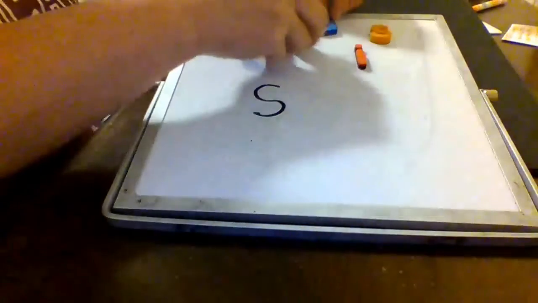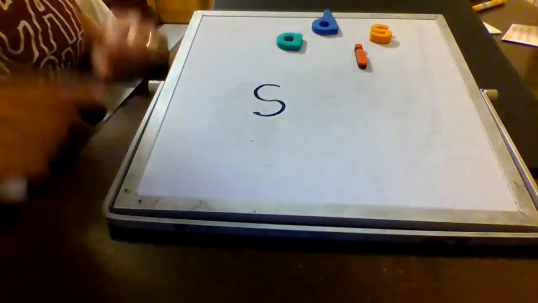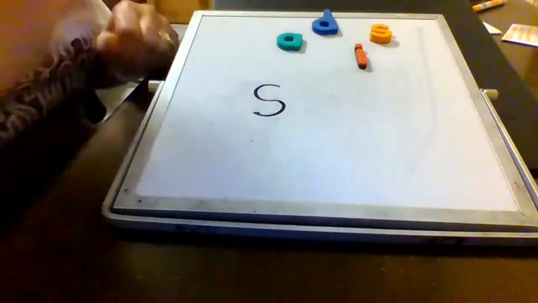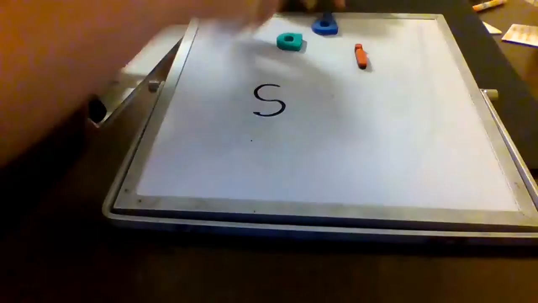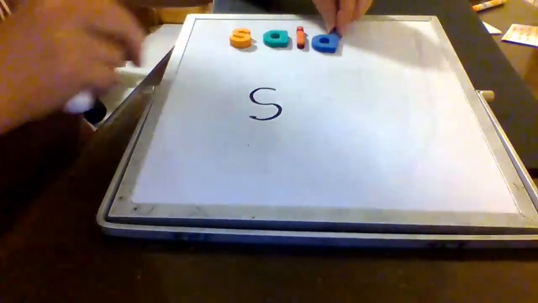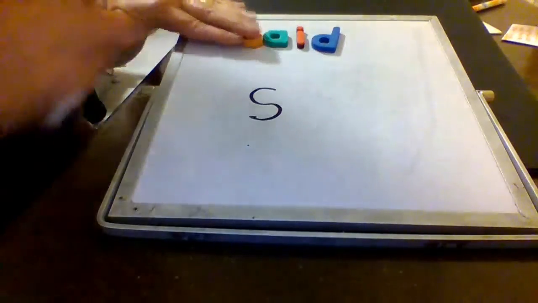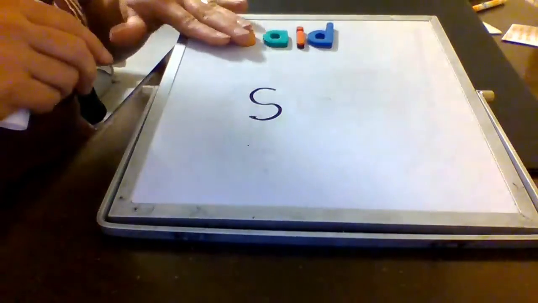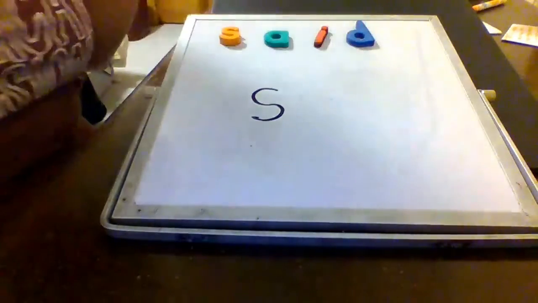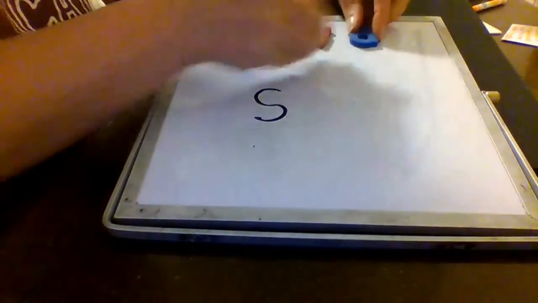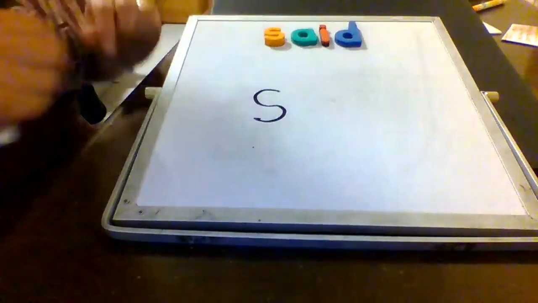Which letter comes next? And if they can't come up with it or they come up with the wrong one, I can give them the model again. Okay, making sure that the letters are nice and close together so they see it as a word. Make sure the letters aren't like this. They need to be able to see that those letters go together as a word.